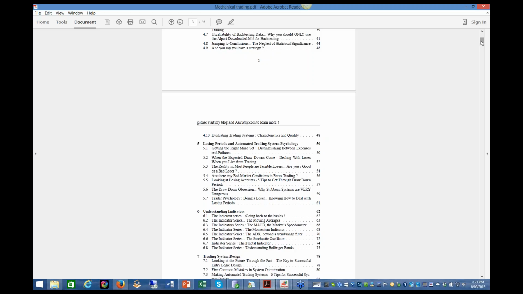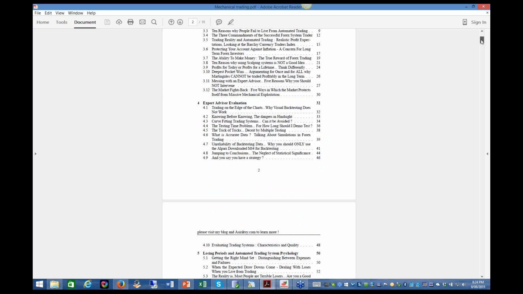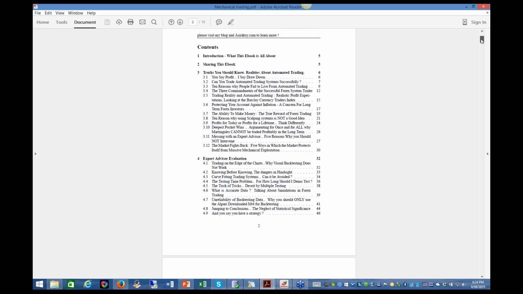And the other point that he makes in this particular document is: what should be our expectations? And he brings out some data, as recorded in Barclays Currency Traders Index, section 3 here, that professional Forex traders are happy when they're making about 10% per annum and about a 15% drawdown.